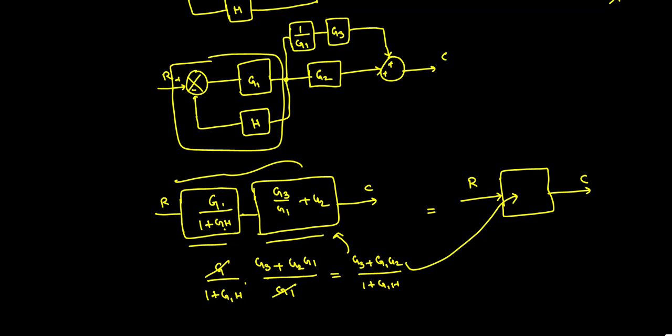We'll take one more example so that you have complete clarity in understanding. Suppose again let me take G1, G2, G3, G4, H1, H2 like that. Let me take a big block diagram. So let me take example number 2 in the block diagram reduction technique. Say for example I have a G1 block there.